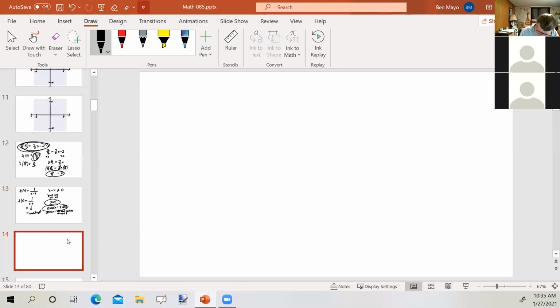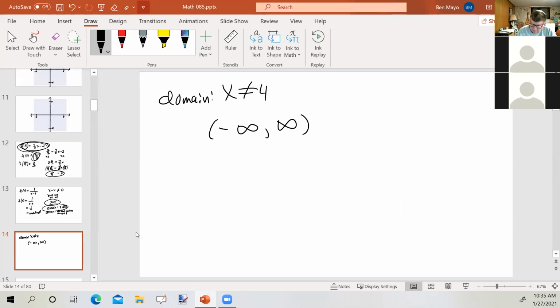I'm going to go on to the next screen for a minute. So we want to say that the domain is that x is not equal to 4. Okay. First of all, if we say this, that would be all real numbers from negative infinity to positive infinity. We put parentheses on both ends because there is no definite endpoint, negative infinity and positive infinity. But what we want to do is we want all real numbers excluding that.